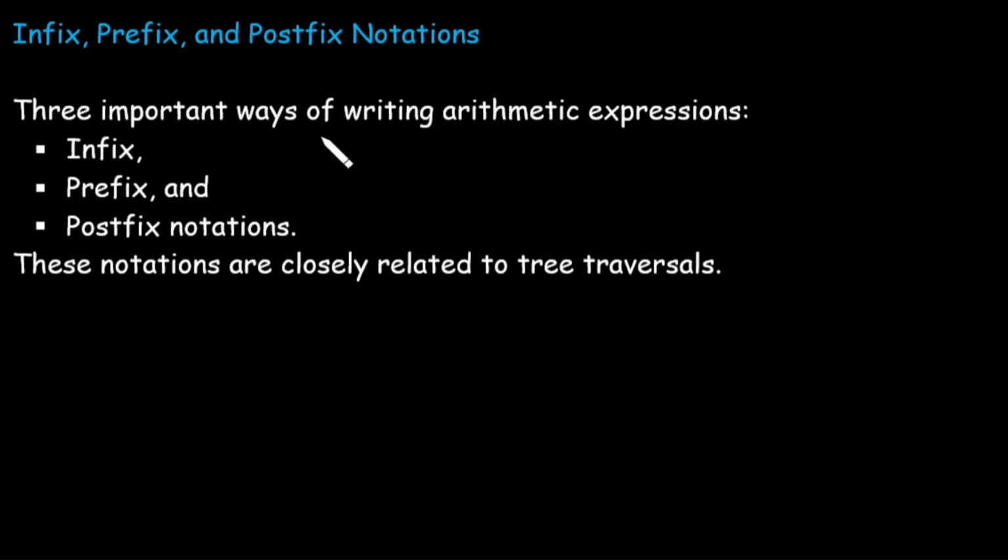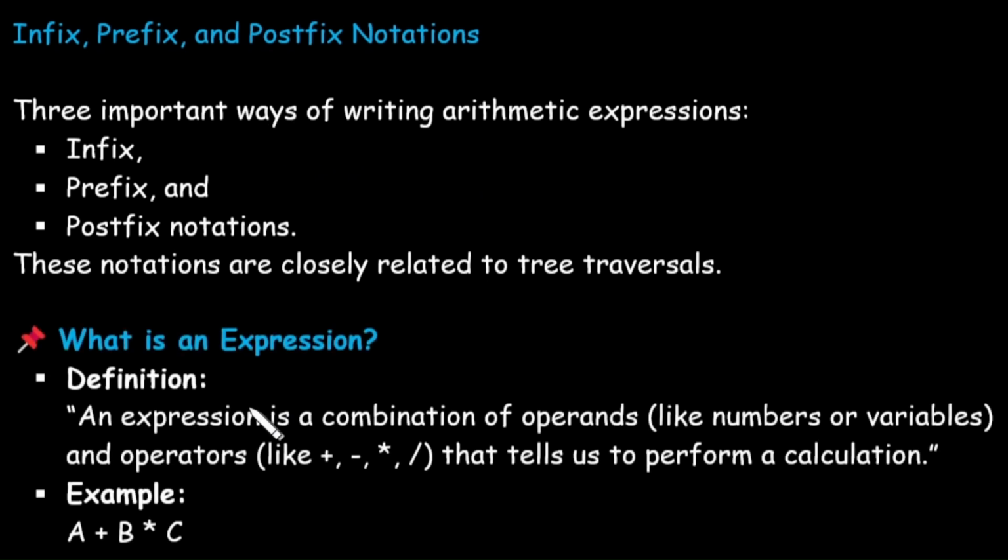Before that, let's understand what an expression is. An expression is a combination of numbers or variables and operators like plus, minus, multiplication, divide. The numbers and variables are also called operands, and the operators tell us how to do the calculation. For example, if I write A plus B into C, it means first we multiply B and C and then we add A, using the BODMAS rules. Such a form is called an expression.